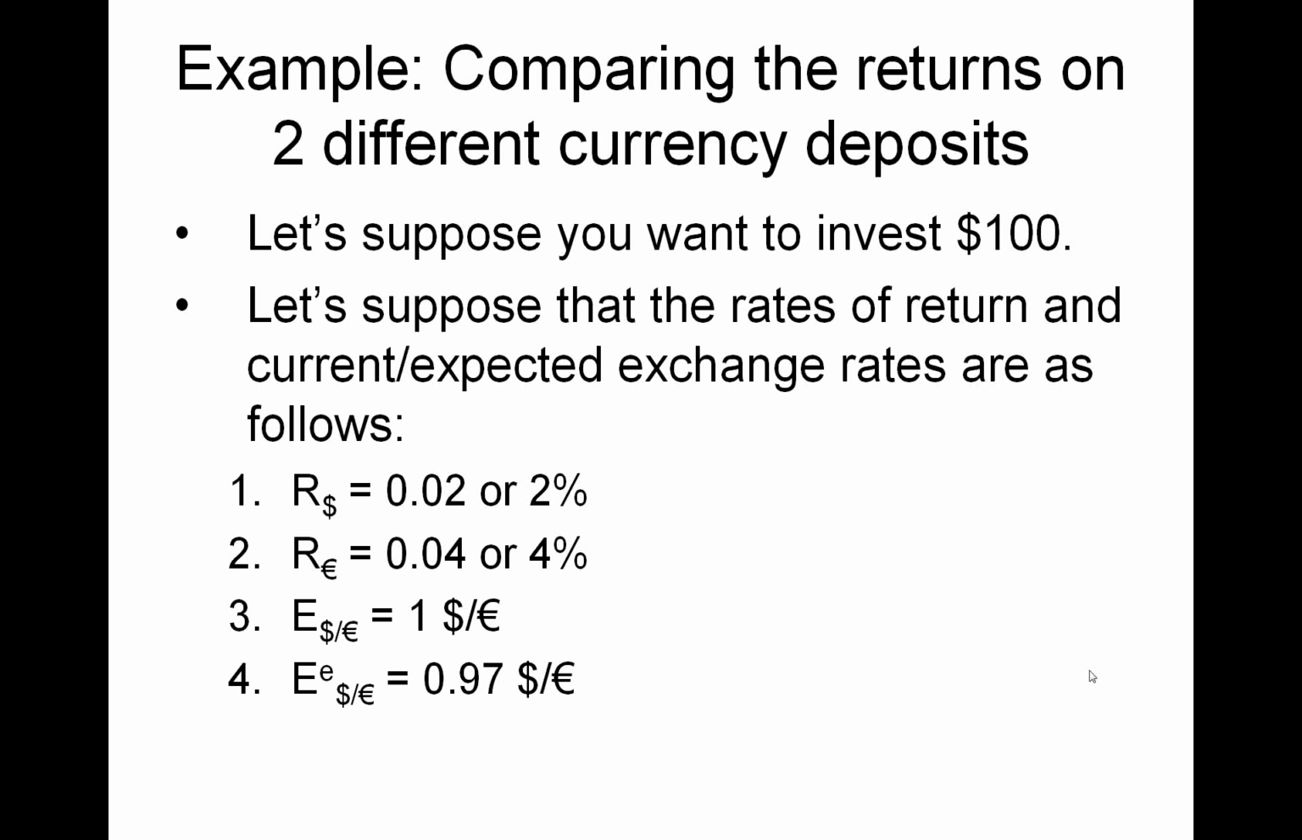We're going to make this easy and assume that the current spot rate is $1 per euro, and we expect in 1 year's time that the exchange rate will be $0.97 per euro. It might be good for you to take a moment and think about whether or not this represents an expected appreciation or expected depreciation of the dollar. And in fact, it should be an appreciation of the dollar.